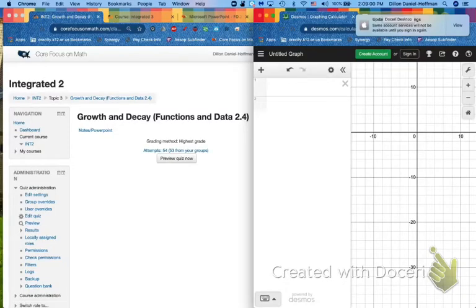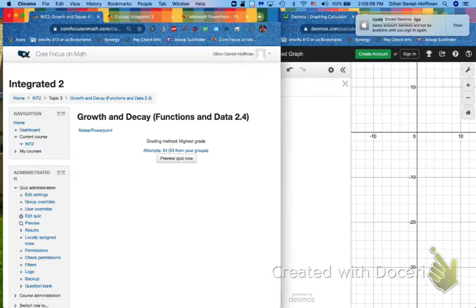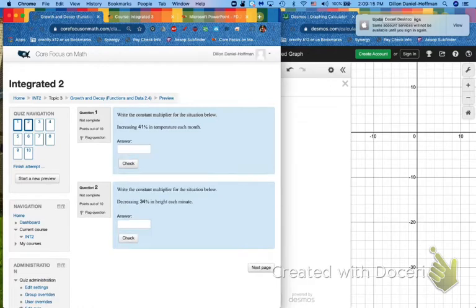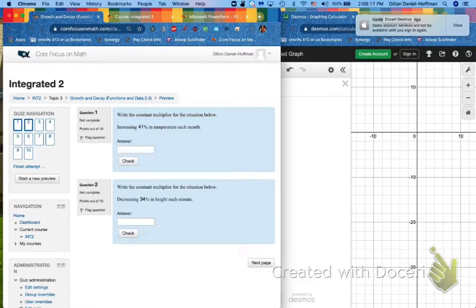Growth and decay. Moving right along in the middle of our exponential functions unit. Let's dive right in and take a look at our first problem. Write the constant multiplier for the situation below: increasing 41% in temperature each month.